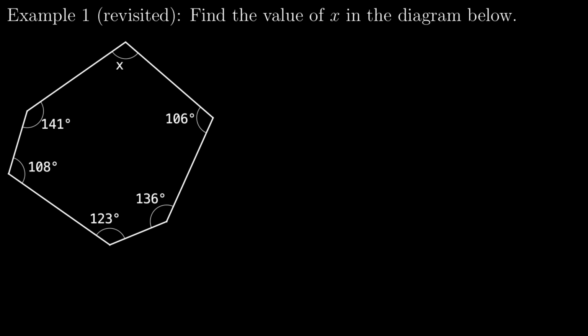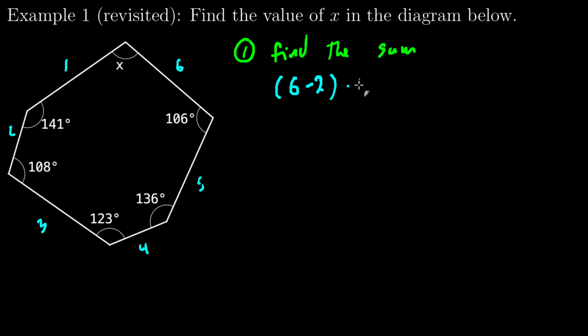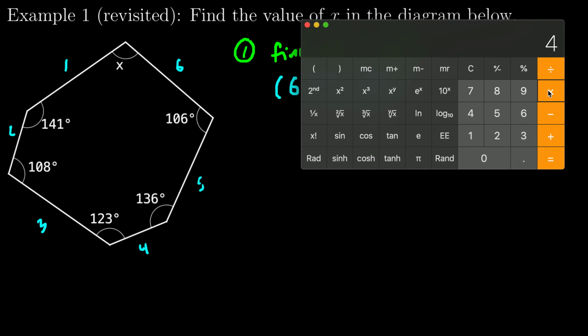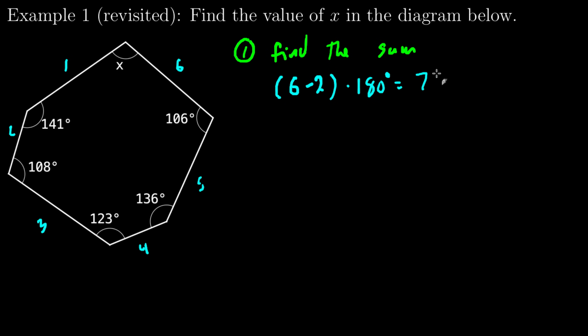Now back to our original problem, combining it all together. So I need to find x in here. The first step is to find the sum of the angles. I do that by counting up my sides. I have 1, 2, 3, 4, 5, 6 sides, which means I will have 6 minus 2 times 180 degrees. 6 minus 2 is 4. 4 times 180 is 720 degrees.